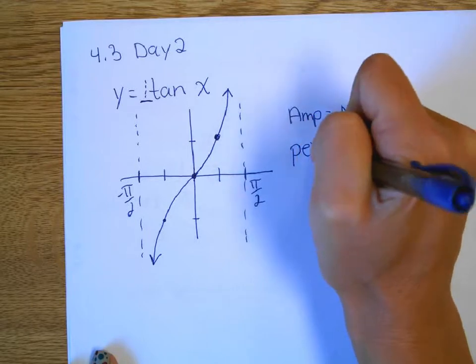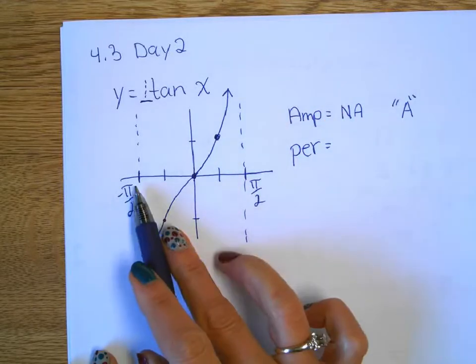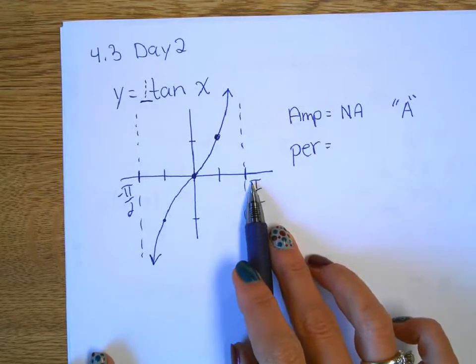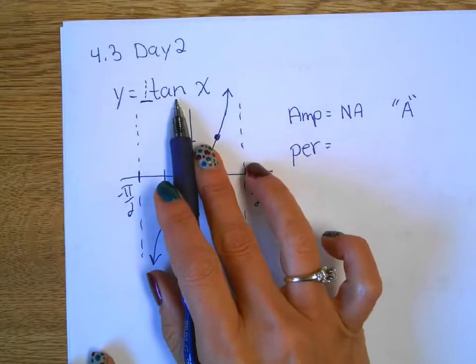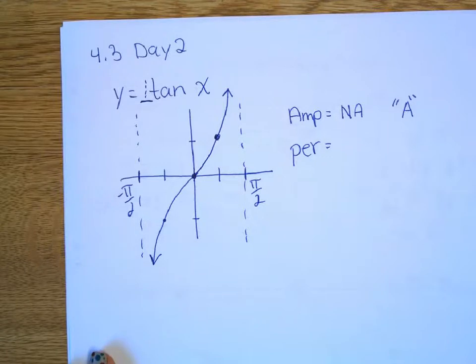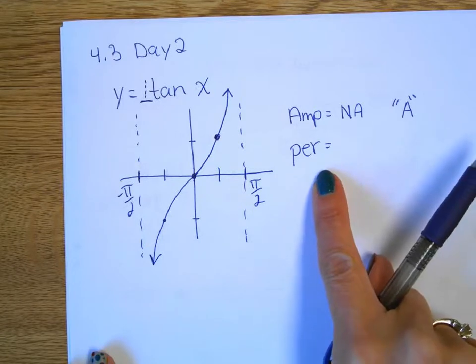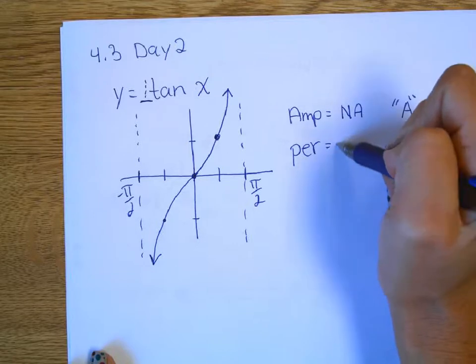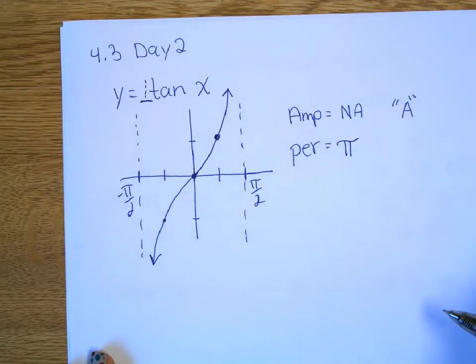Period. How far is it from negative pi over 2 to positive pi over 2? What's that distance? That's a distance of pi. The period length for tangent and cotangent is not the same as the other four. The other ones, you had to go all the way around the whole circle before it started to repeat. This one, you're only going halfway around the circle before it repeats. So the period is pi on tangent, not 2 pi.